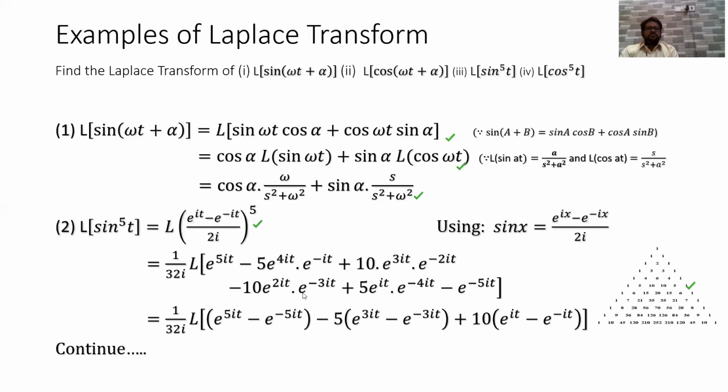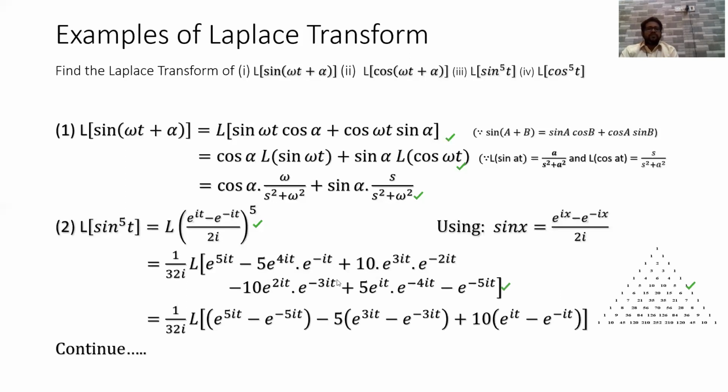e raised to 2it into e raised to minus 3it, plus the next coefficient, which is 5, so 5 e raised to it into e raised to minus 4it, and minus 1 coefficient e raised to minus 5it. So these are the expansions of e raised to it minus e raised to minus it, whole raised to 5, by the Pascal triangle.